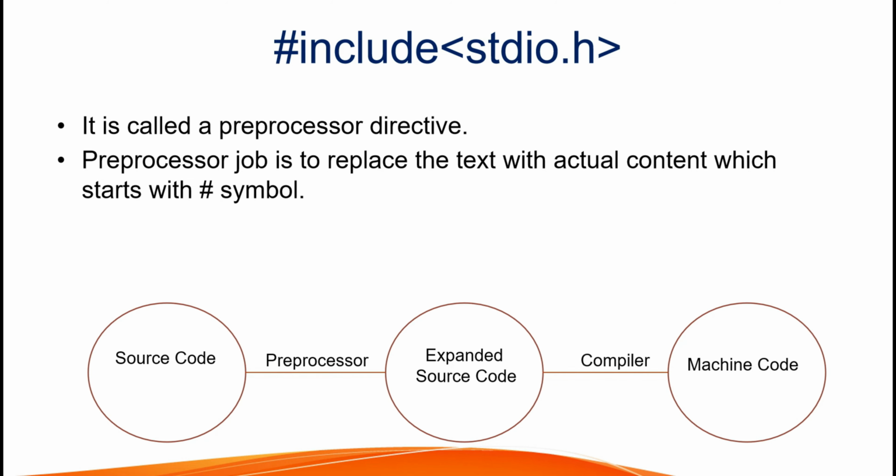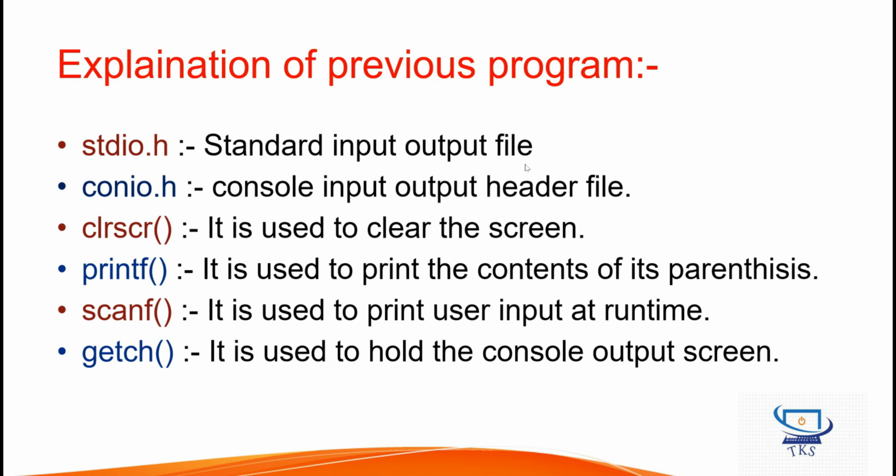Next, coming to the explanation of the previous program. In the previous program, I have used some header files and some functions. So I am explaining them one by one. In the previous program, I have written the stdio.h header file. The stdio.h header file is the standard input output file. Actually, .h is a header file which contains declarations. So stdio.h contains declarations or prototypes of functions like printf and scanf.